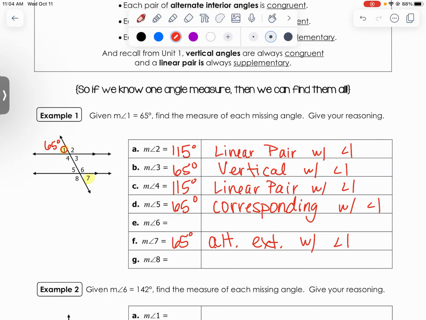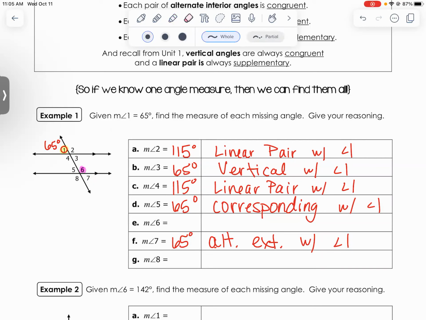Now I know that we can use linear pairs and vertical angles and all that stuff, but I really want to use all of the things we talked about on that previous page. So here's angle 6 right here, right? We know that angle 3 is 65. What's the relationship between angle 3 and angle 6? They are consecutive interior angles, which means they add to 180.